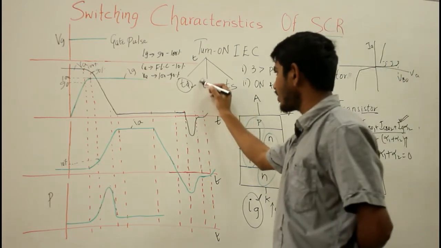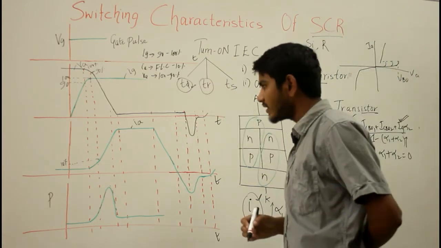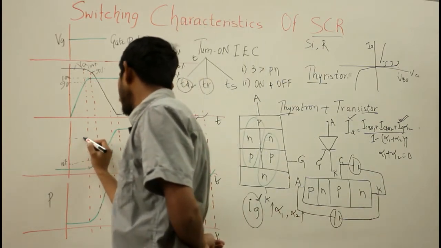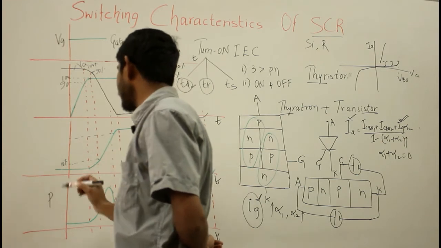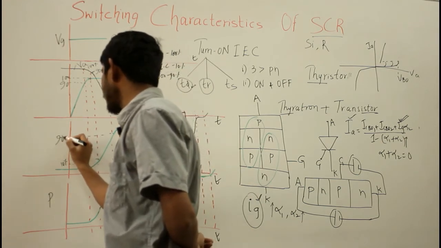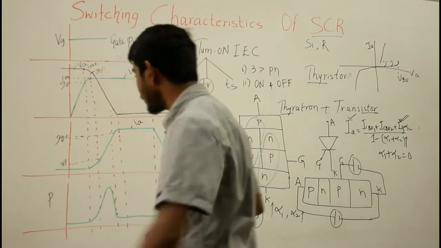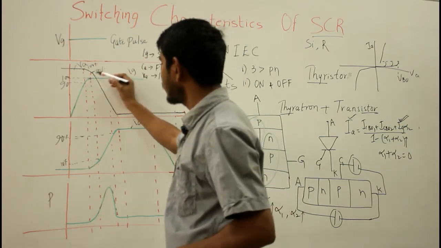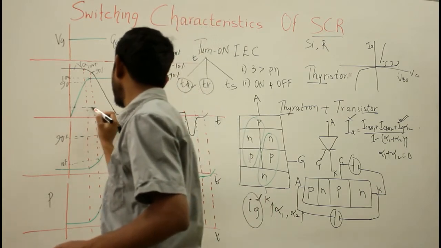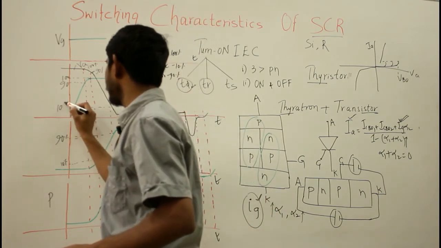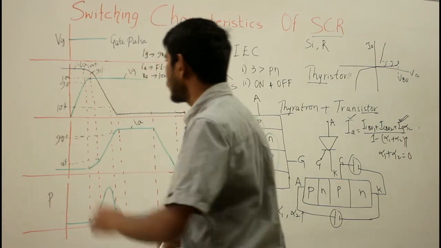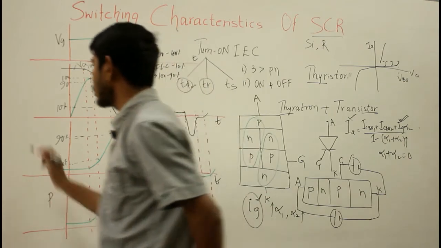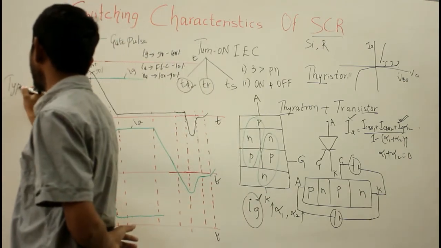Now coming to the rise time. The rise time is defined as the interval in which the anode current moves from 10% to 90%. So here is your 90%. The anode current is moving from 10% to 90%, whereas the anode voltage falls from 90% to 10%. So the phenomena of falling voltage and increasing current depend on the type of load.